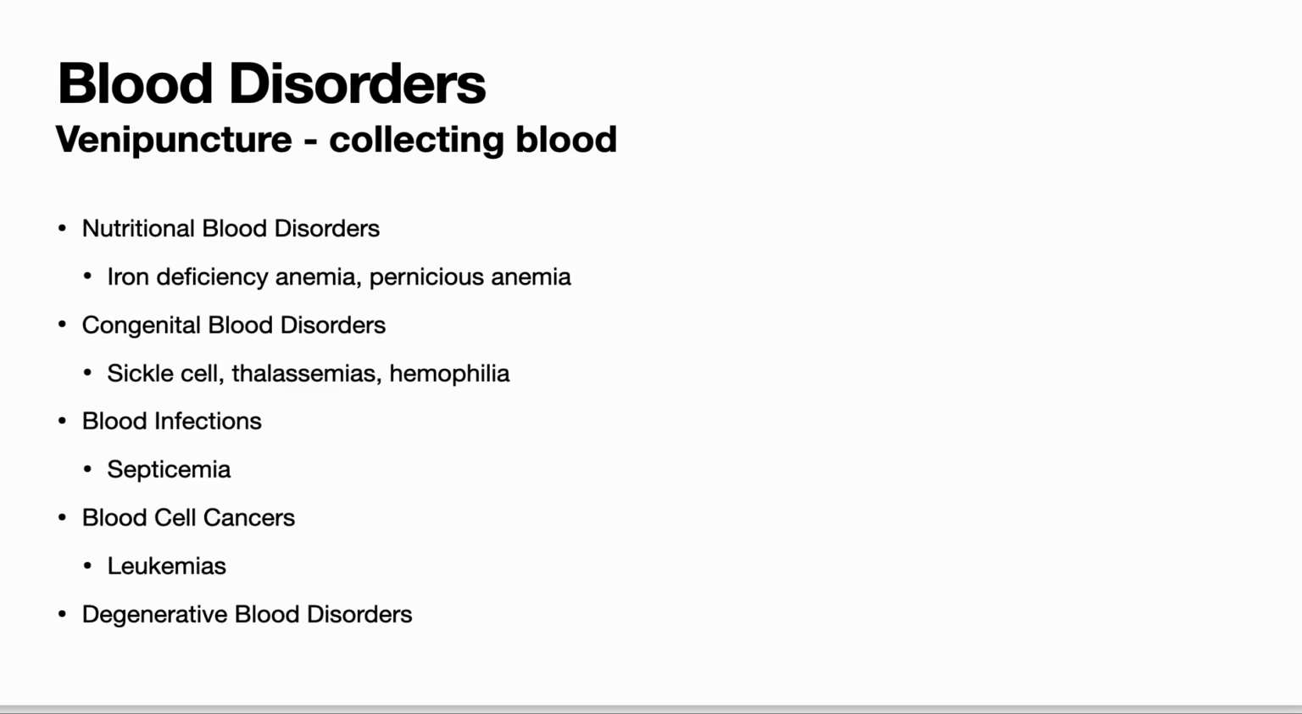Another issue are blood infections. So septicemia is when you have pathogens that are present and multiplying in the blood and spreading throughout the body. It can definitely be fatal, and it is difficult to treat if we don't get an early start on it. We also have congenital blood disorders like sickle cell anemia, thalassemias, and hemophilia.